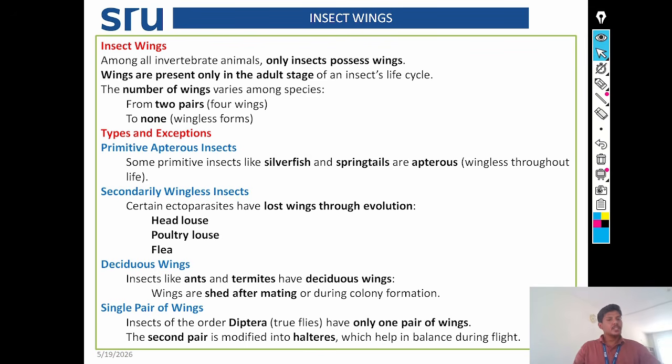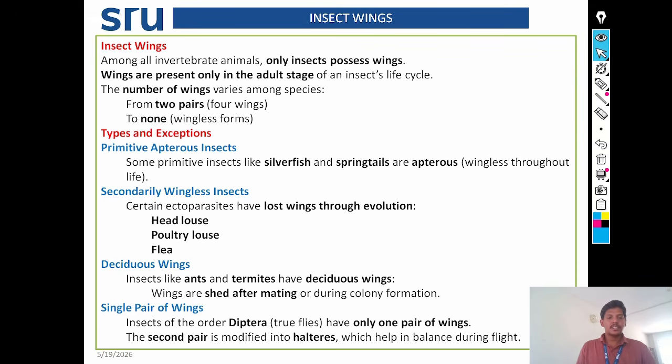Wings are present only in the adult stage of an insect life cycle. There are no wings in the egg stage, larval stage and pupal stage. The number of wings varies among species from 2 pairs to none. See here the types and exceptions.